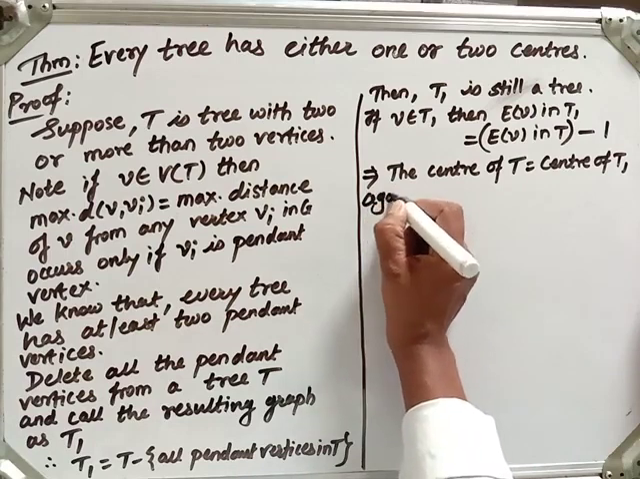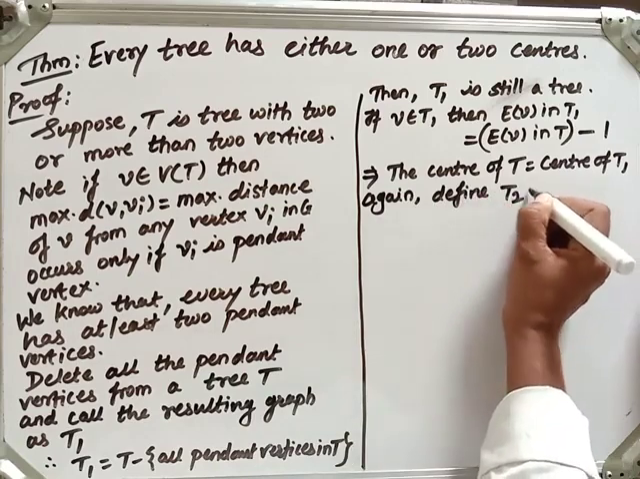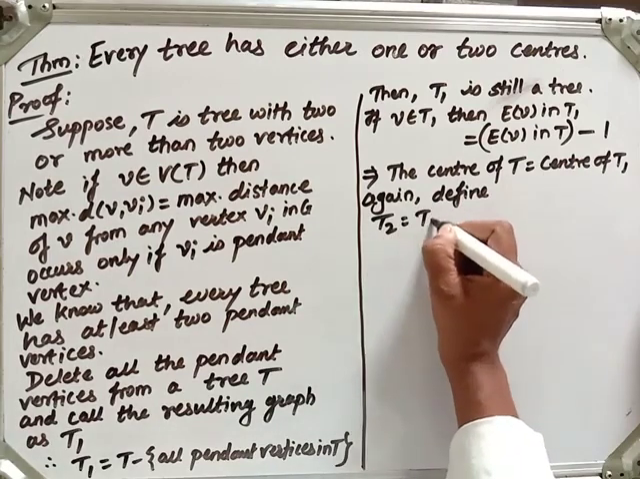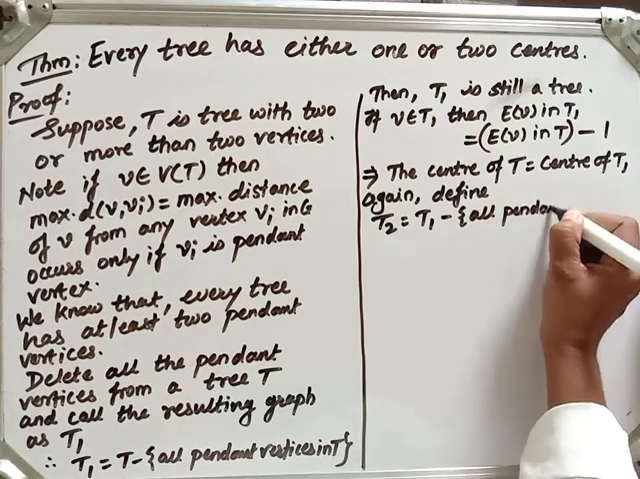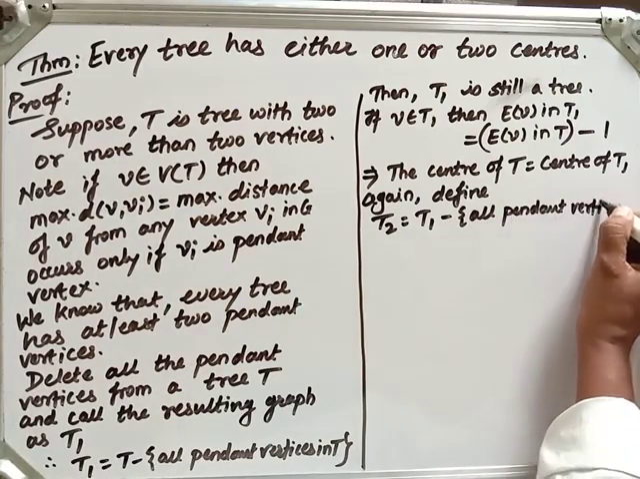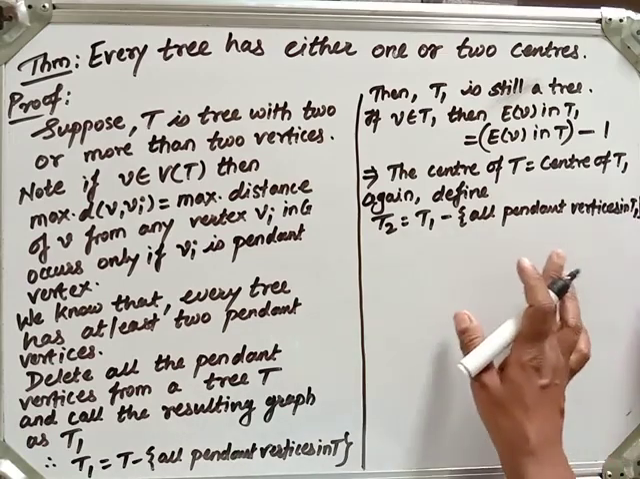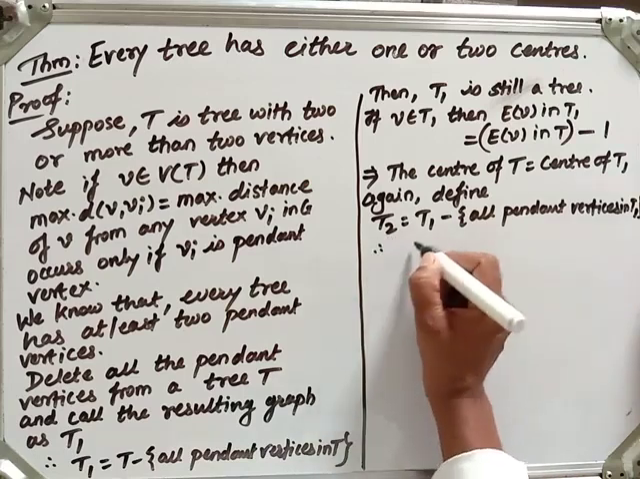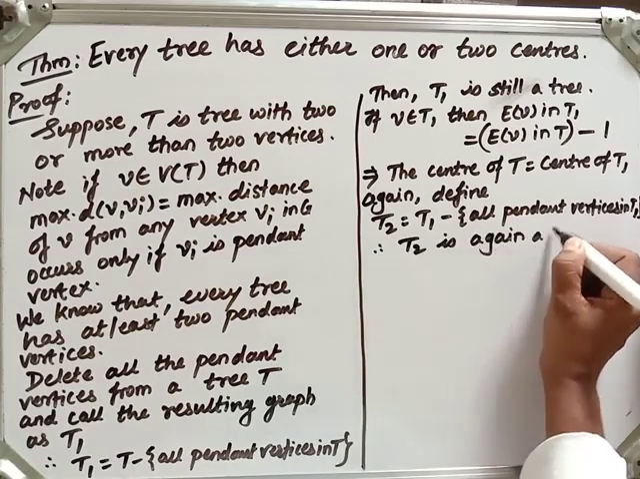Again, define T2. T2 is T1 minus all pendant vertices in T1. Suppose again that from the remaining tree we delete all the pendant vertices. Then a new tree forms again. So that is T2. Therefore, T2 is again a tree.